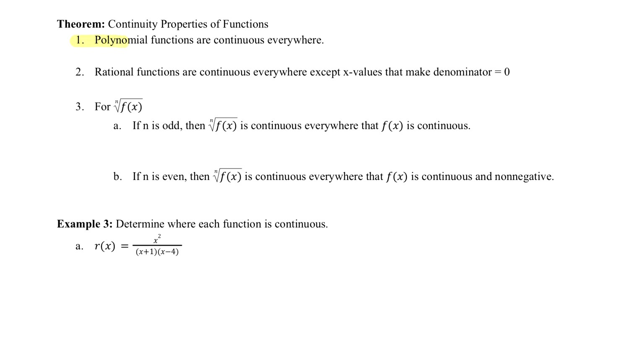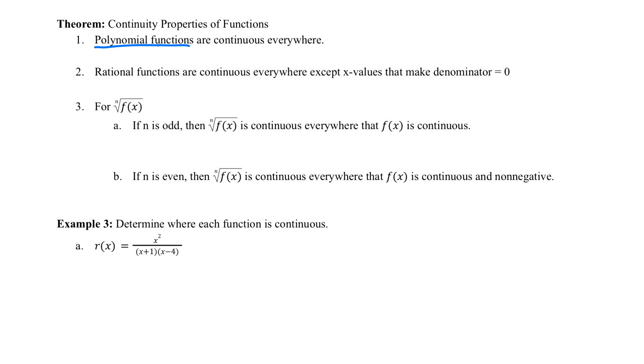The first one says polynomial functions are continuous everywhere. Remember that polynomial functions are functions that have positive whole number exponents, and there's no variables in your denominator. So these are generally nice functions to work with, and when we say they're continuous everywhere, we don't really have to show any work for that. We can just say it's continuous from negative infinity to positive infinity, which would be everywhere.